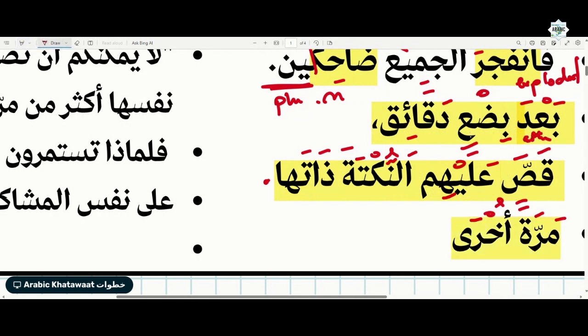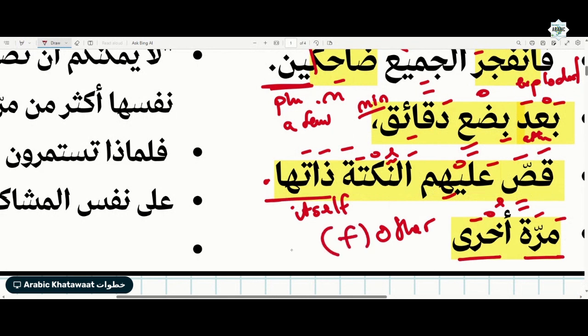After a few minutes. So بضع is few. A few دقائق, minutes. بعد بضع دقائق قص عليهم النكتة ذاتها. The only new word I have is ذاتها, same, itself. Itself, referring to نكتة. So he told them the exact same joke. مرة أخرى, we learned أخرى, other, but this one is feminine. And this means another. مرة أخرى, time, another time, or once again. You can also translate it as once again.